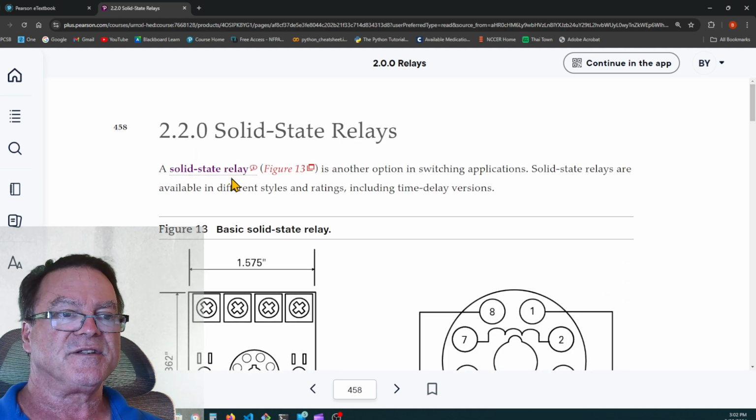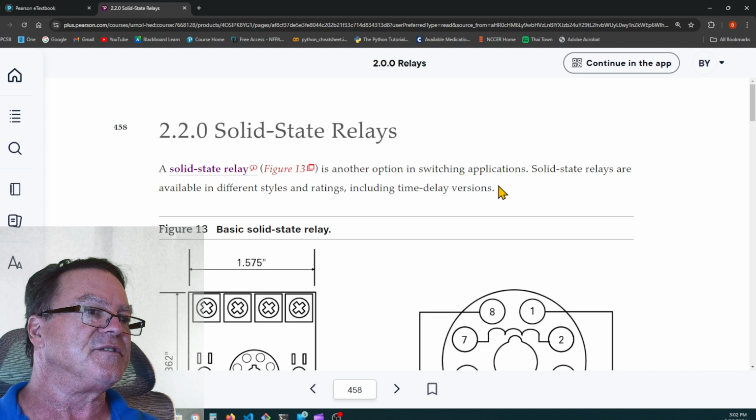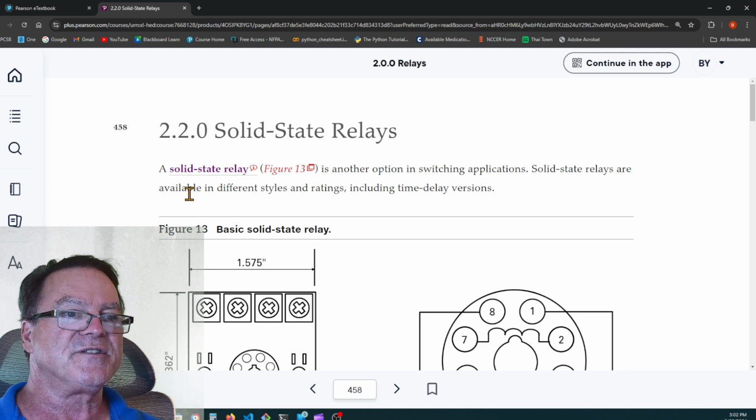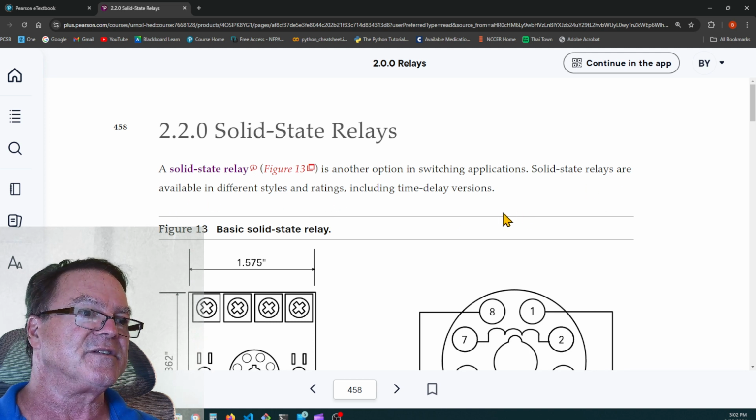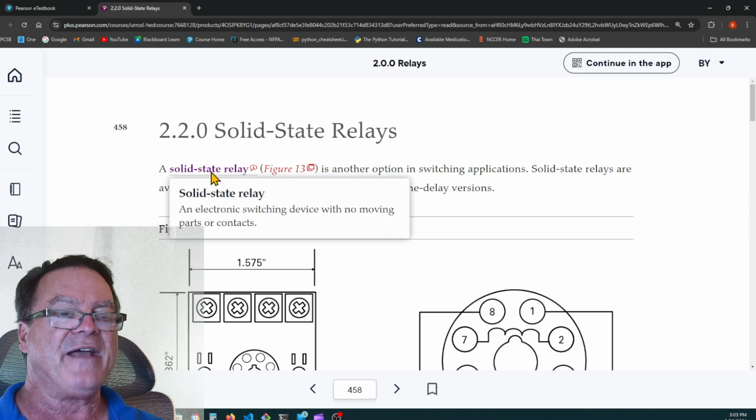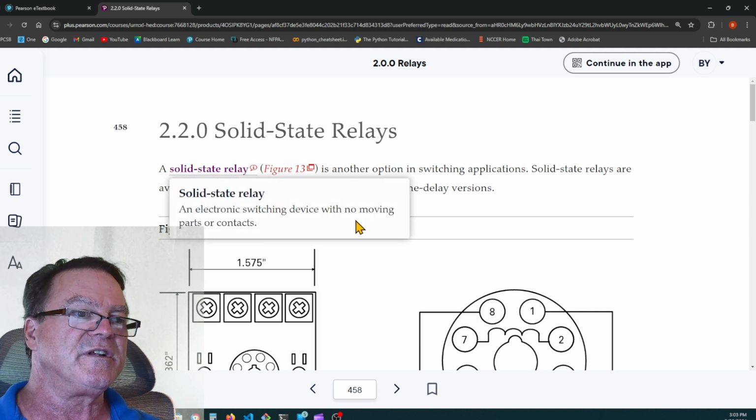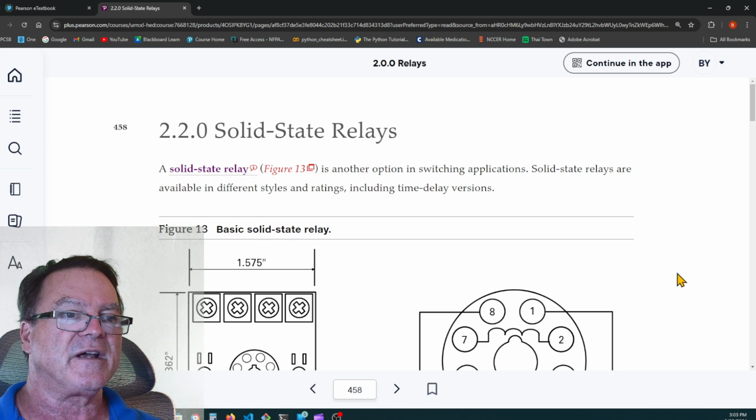Solid state relays. A solid state relay is another option in switching applications. Solid state relays are available in different styles and ratings, including time delay versions. They have no moving parts. An electronic switching device with no moving parts or contacts.